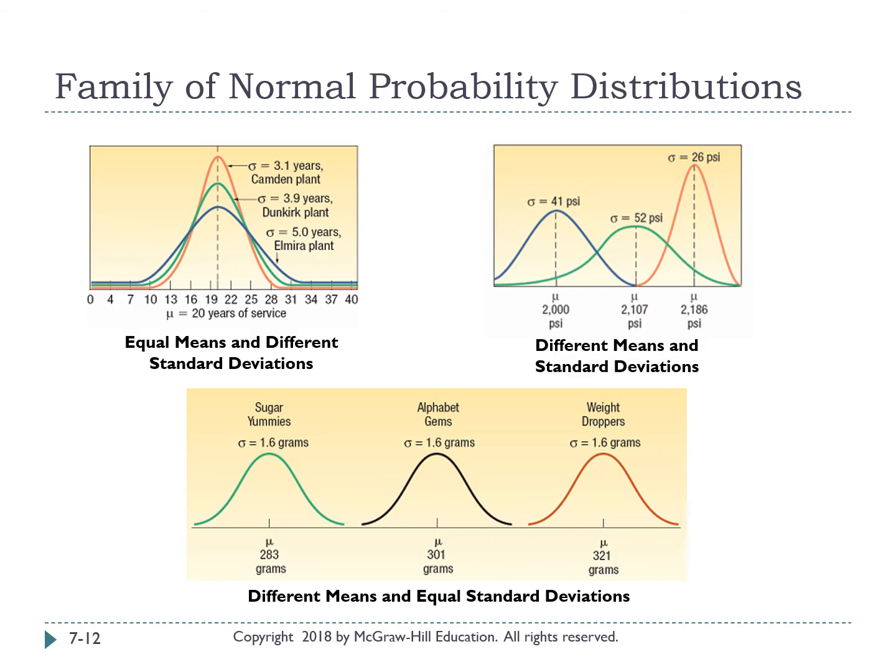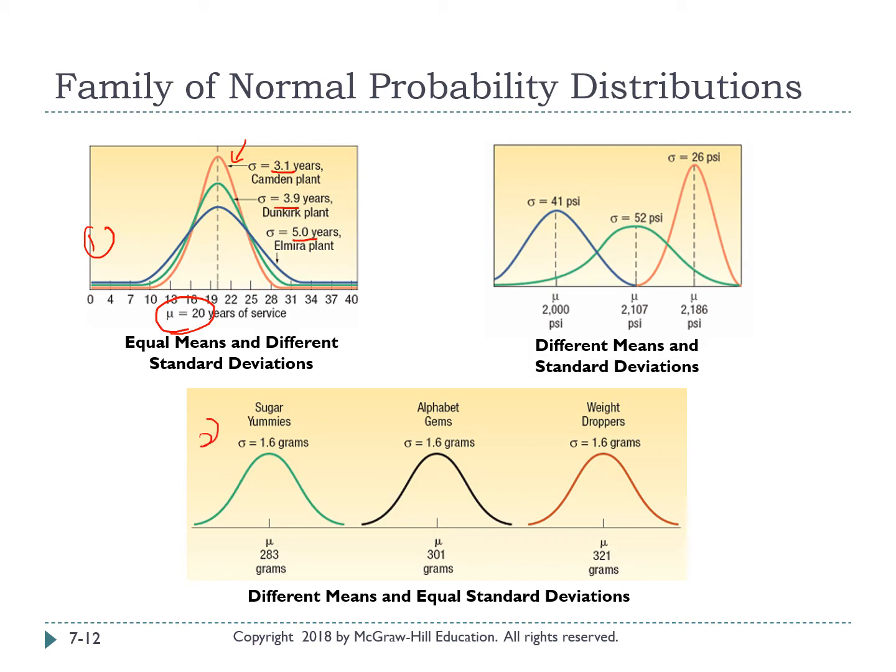So let's look at the family of normal probability distribution. The first family, how can you differentiate this family? Basically, these three diagrams have the same mean, which is 20 years. However, if you look at the shape, they have different shapes. Shape is actually referring to your standard deviation. So the first diagram has a standard deviation of 3.1. The second diagram has 3.9, and the third one is 5. Because you have different standard deviations, that's why you have different shapes.